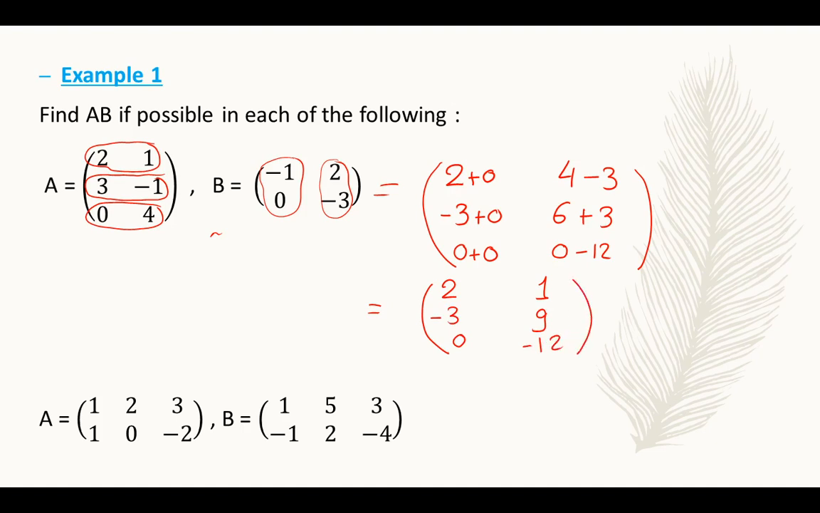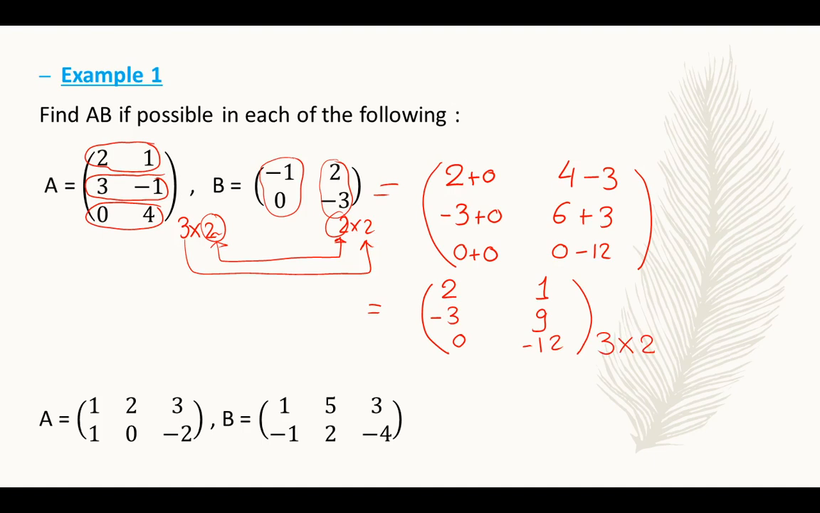And you can see that, as we said before, this matrix is of order 3 times 2 and the other matrix is of order 2 times 2. So here the number of columns of the first matrix equals the number of rows of the second matrix, and the resultant matrix will be of order 3 times 2. Here we have 3 rows and 2 columns, so it will be of order 3 times 2.